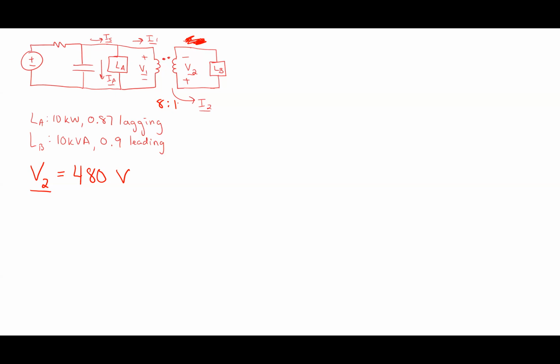That's when I get a situation where I say V1 over N1, so V1 over 8 equals negative V2 over 1. All right, or simply V1 equals negative 8 times V2.